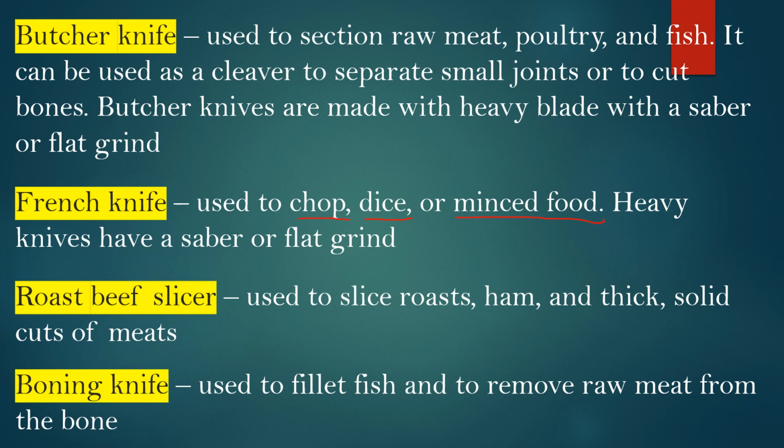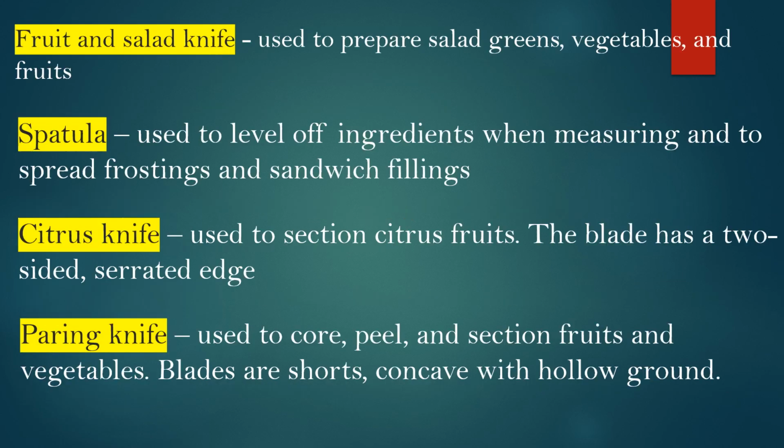Okay, so now we have a roast beef slicer. It is used to slice roast and thick, solid cuts of meat. And then we have the boning knife. It is used to fillet fish and to remove raw meat from the bone. So next we have the fruit and salad knife. It is used to prepare salad greens, vegetables, and fruits.